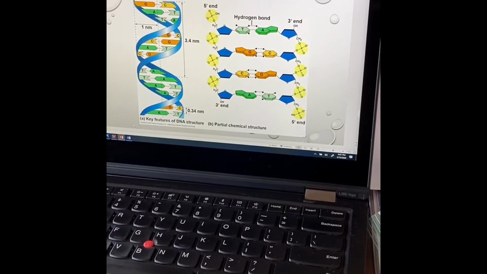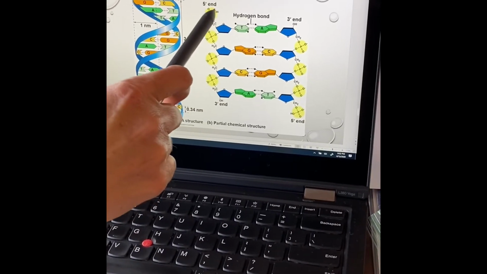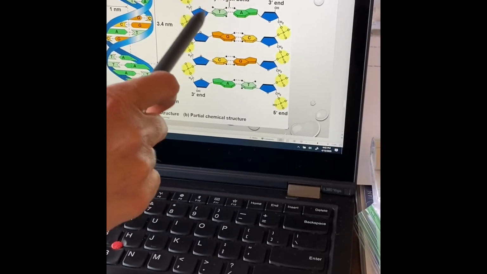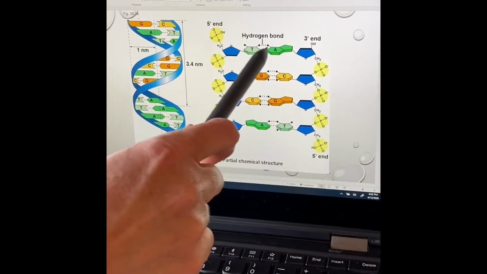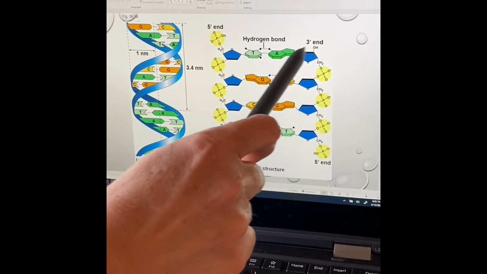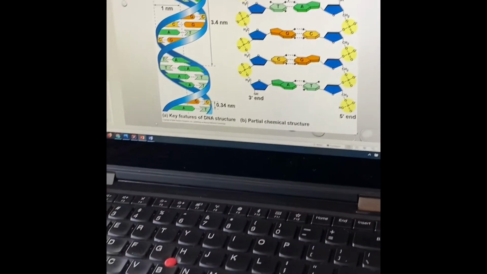The structure of the DNA molecule starts with the building blocks of a nucleotide. So it's a phosphate, a sugar, and a nitrogen base. And then this is the other side of the molecule. It's the same thing, a nitrogen base, a sugar, and a phosphate. So we'll look at this model here.